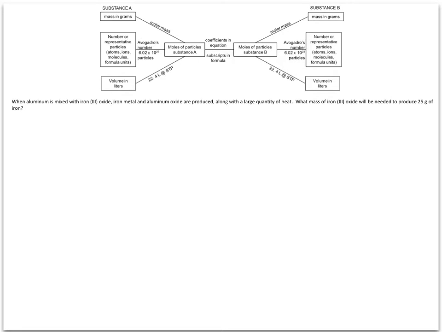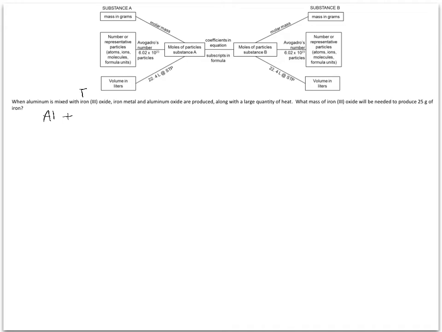So the first thing we have to do is be able to write our equation in an actual formula instead of having it in words. So we know that we're given aluminum, and we know it's mixed with iron 3 oxide, and it says that iron metal and aluminum oxide are produced. So those are our products. So we have aluminum reacting with iron 3 oxide.